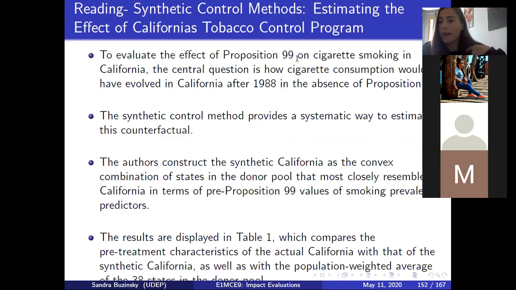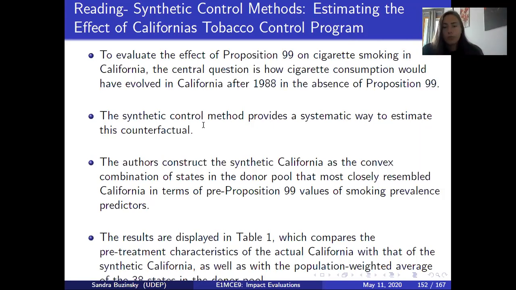That's our counterfactual, right? We want to know what would have happened to California in the absence of the program. So how are we going to estimate that? We're going to use, well, the authors are going to use the synthetic control method. The synthetic control method provides a systematic way to estimate this counterfactual.